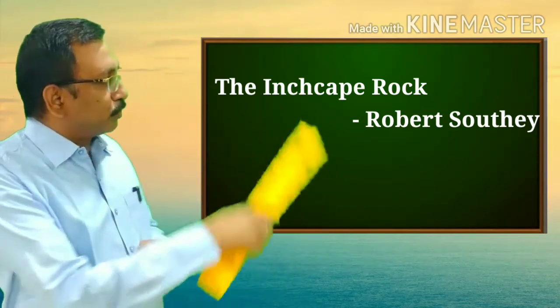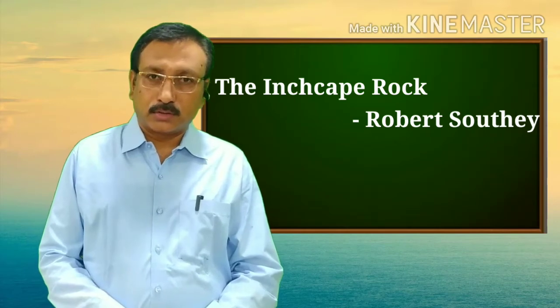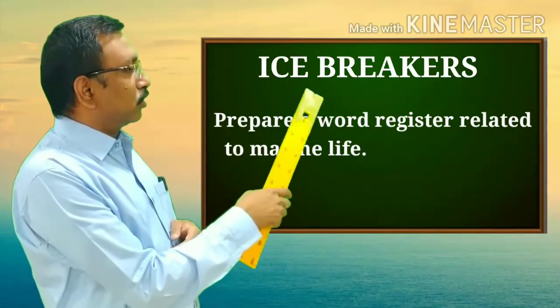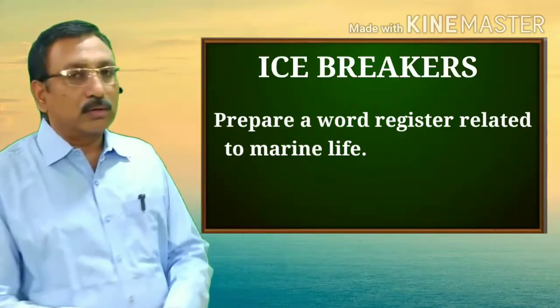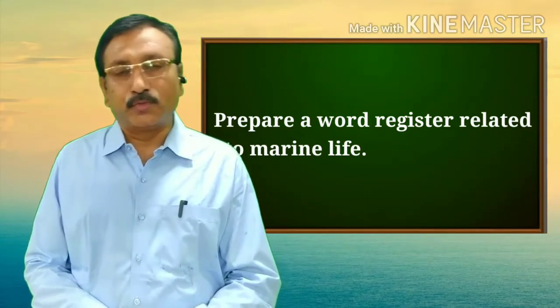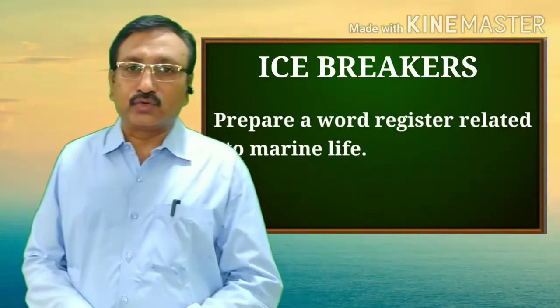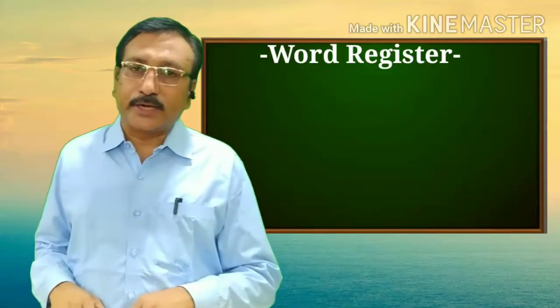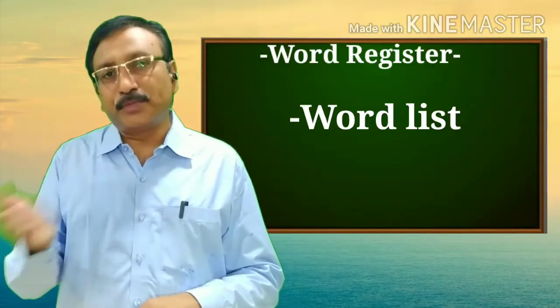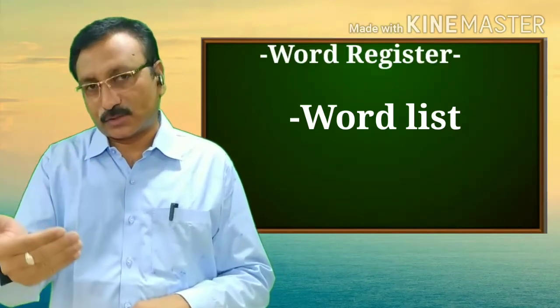So before we begin with the poem, let us discuss the activities given in the section Icebreakers. The first activity in the Icebreaker section is: prepare a word register related to marine life. So before we discuss the first activity, let me clarify what is a word register. Here we can say that register means list. Simply speaking, register means list, word list.